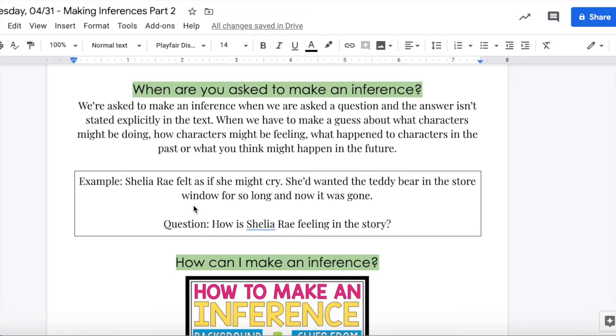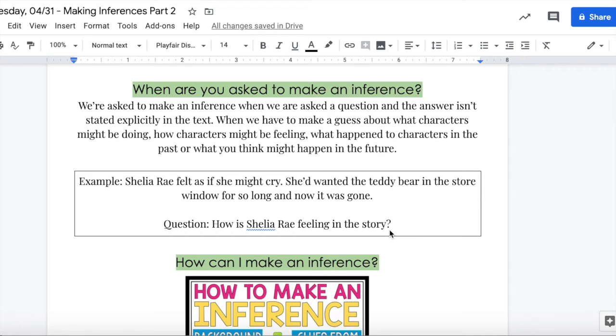Well, here's what we did without even thinking about it. We used information from the text. It told us Sheila Ray felt as if she might cry. That's information from the text. Then we used what we already know. I know that if I'm about to cry, it's often because I'm feeling sad. All right? We put those two things together, and then we have an answer to our question. How is Sheila Ray feeling in this story? We know that Sheila Ray is feeling sad.